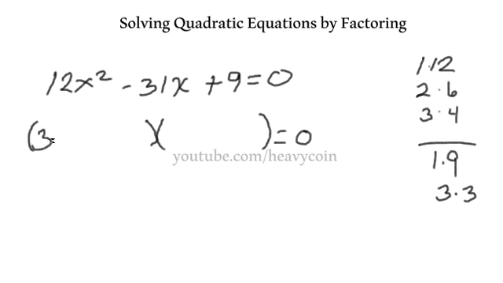So I'm going to use a 3x and a 4x. I'm going to use the 3 and the 4. And then for these two numbers here, I think I'll use the 1 and a 9. Okay. Now I have to determine my signs here.